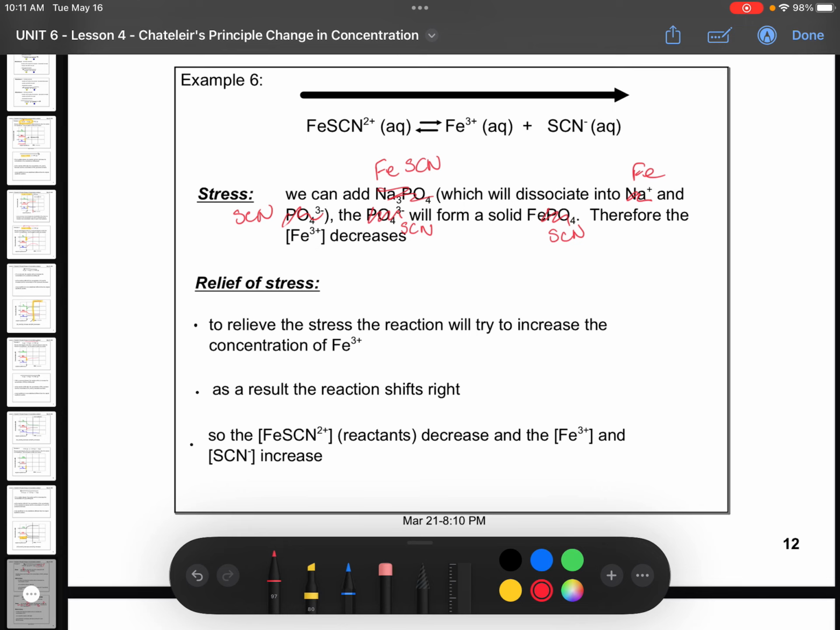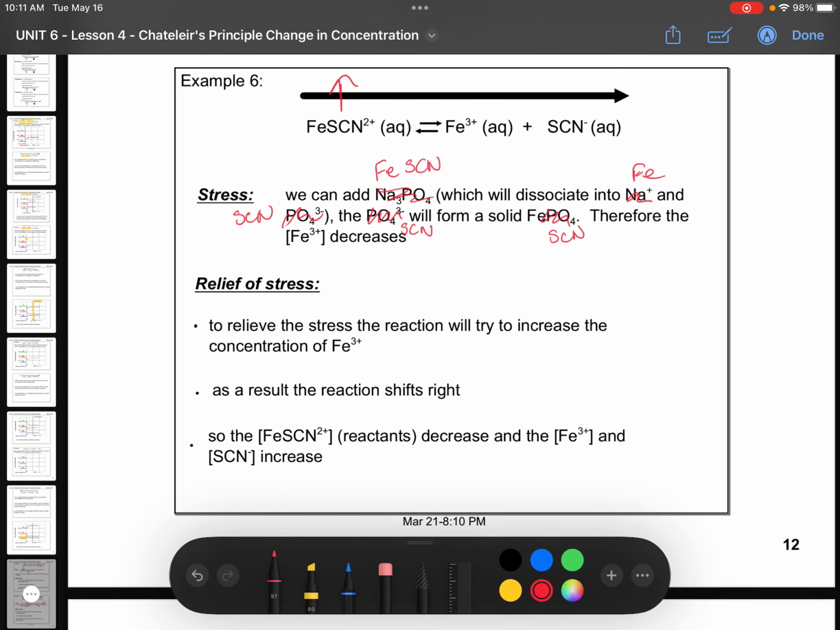So because we add more to our FeSCN and it dissociates, we are going to shift to the right in order to form more Fe and SCN. And so what happens in a situation like this, the SCN will form a solid, and then the FeSCN, because of the reaction that takes place of going from FeSCN to Fe and then SCN, the dissociation, it shifts to the right. So we have an increase in this.